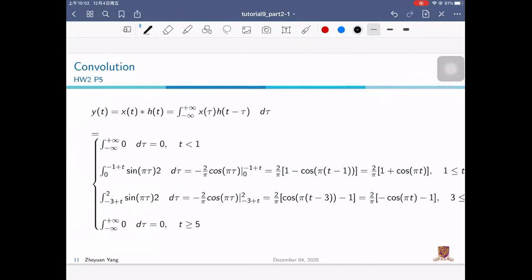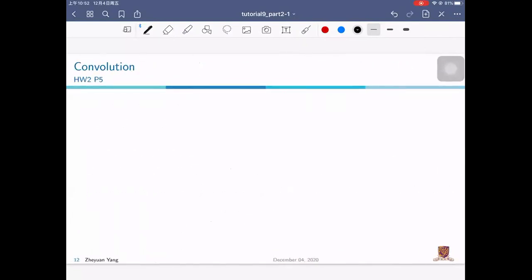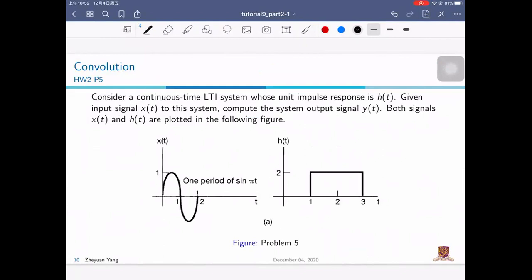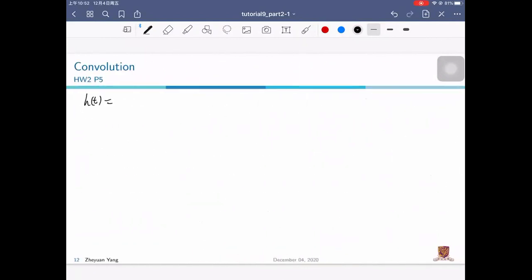Here is the answer. From the answer, we see that there are four cases and two of them are zero cases. Sorry, it is from 1, 2, 3 and 3, 2, 5 for the second case and the third case. So let's see. Now we have h(t) equal to 2 from 1 to 3, so it is actually equal to u(t-1) minus u(t-3).